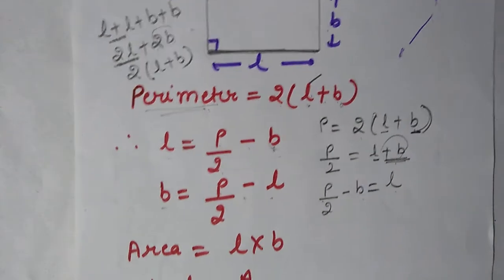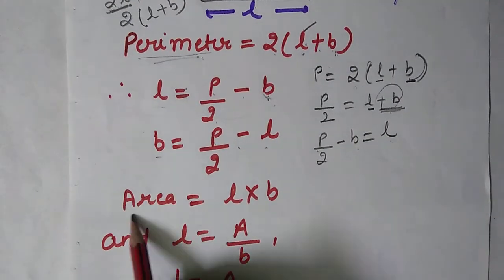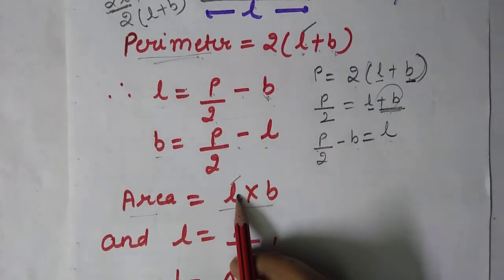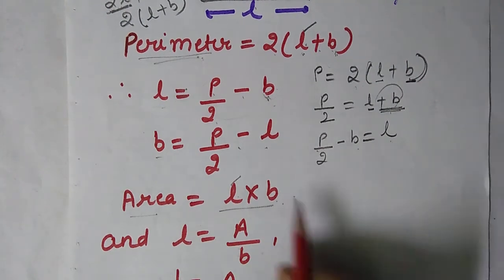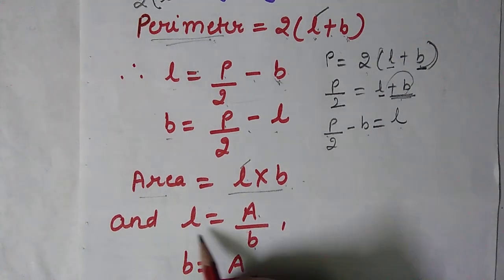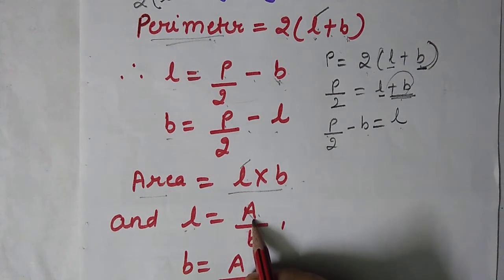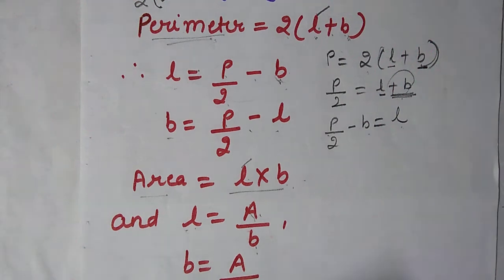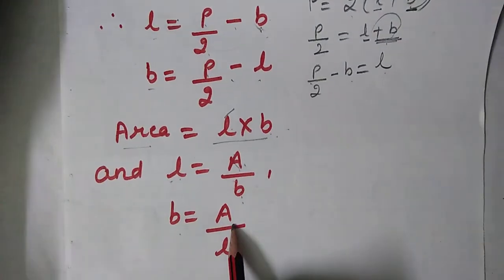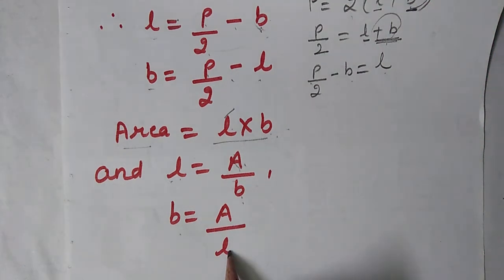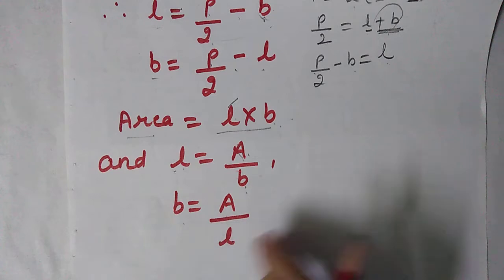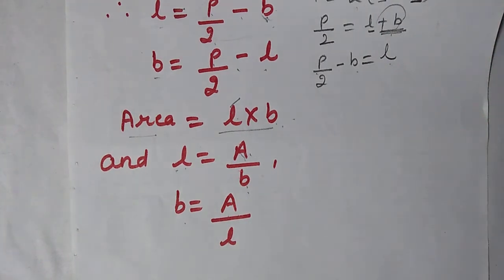Okay, now area of a rectangle. Area of a rectangle is given by length into breadth. L represents length and B represents breadth. And in case you are given area and breadth and you have to find length, it will be area divided by breadth. Okay, and same for breadth. If you have to find breadth and area and length of the rectangle are given, then you just have to divide area by length, you will get the breadth of the rectangle.